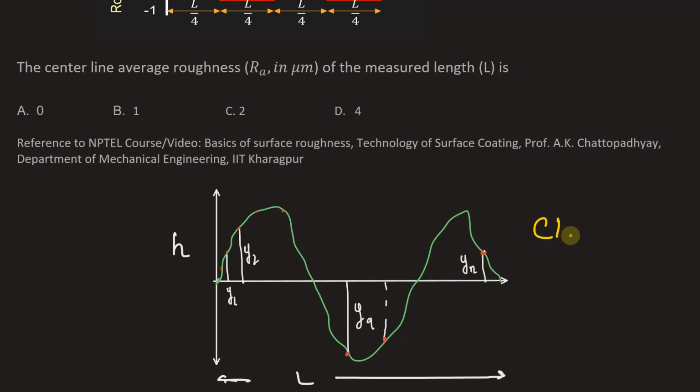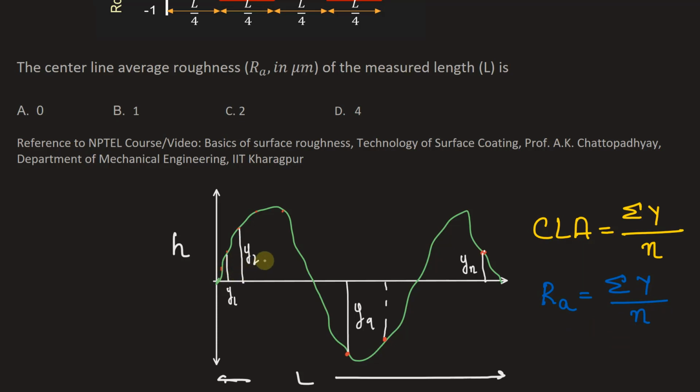Now the CLA, or center line average roughness, is defined as the average height of all the ordinates from the mean line regardless of the sign. That means y1, y2 and y9 as well, we will consider all as positive. So it is the summation of all the ordinates divided by the number of ordinates we are taking. Suppose we take n ordinates, so divided by n. For this problem, this CLA is defined as Ra, which is equal to the summation of all the ordinates divided by the total number of ordinates.